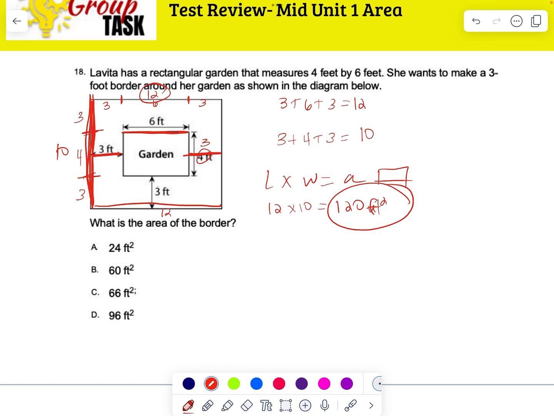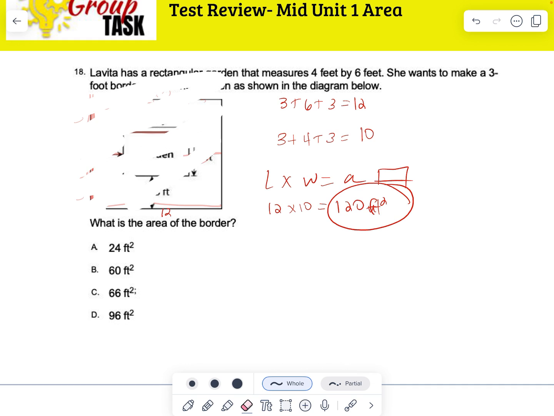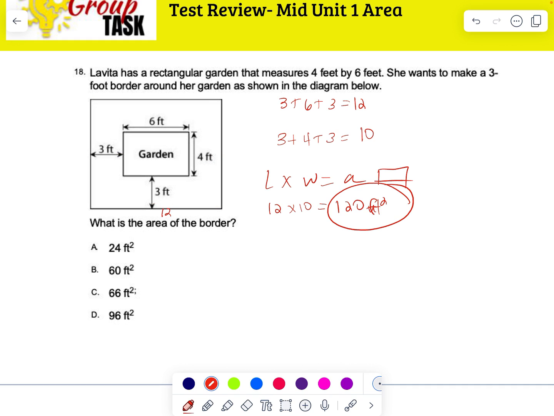So it's 120 feet squared, but I don't want the whole area. I want to get out the garden part, and the garden part is going to be easy because this is our length and this is our width. It's 6 times 4, which is 24. So if I do 120 and I get rid of the 24, 120 minus 24 is 96. So that's 96 feet squared. So the area of her border is going to be 96 feet squared.